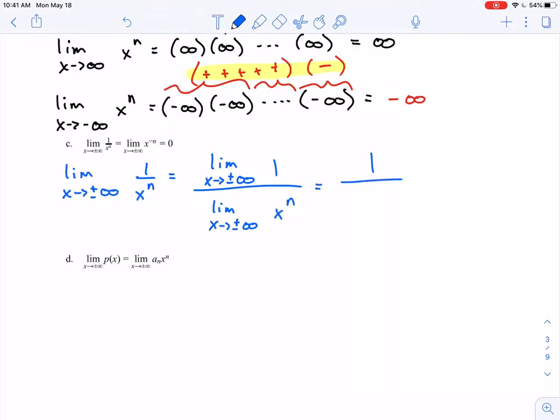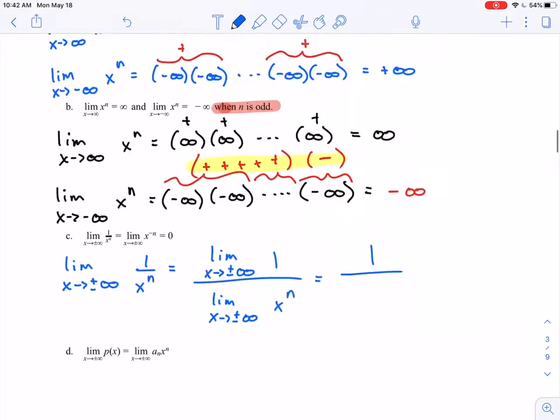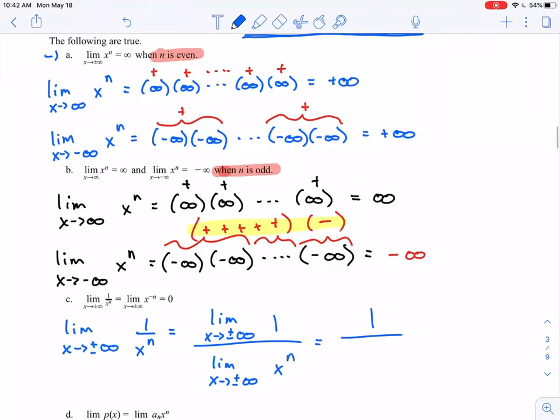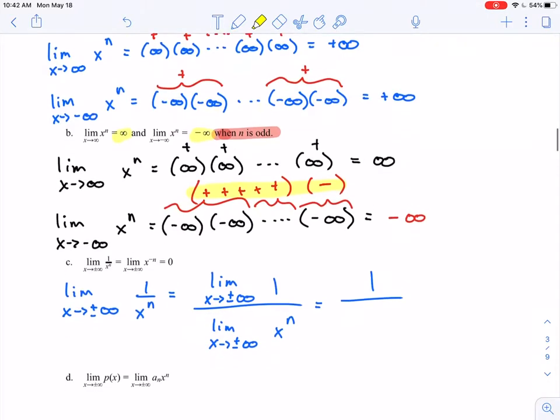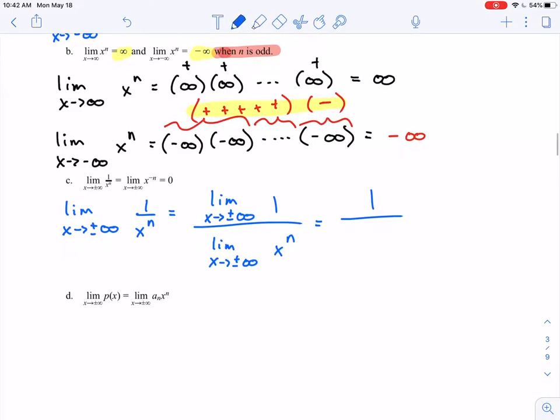Here, in my denominator, limit as x approaches plus or minus infinity of x to the nth, well, if I look back at the last two, we said your result is either going to be positive infinity or negative infinity. It's got to be one of those two. So it's either plus or minus infinity. And for this problem, I don't really care which one. It doesn't really matter. So essentially I end up with this thing that looks like 1 over plus or minus infinity.